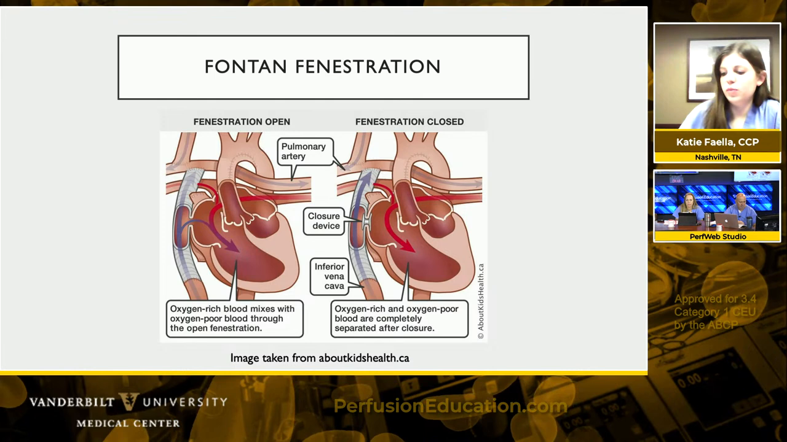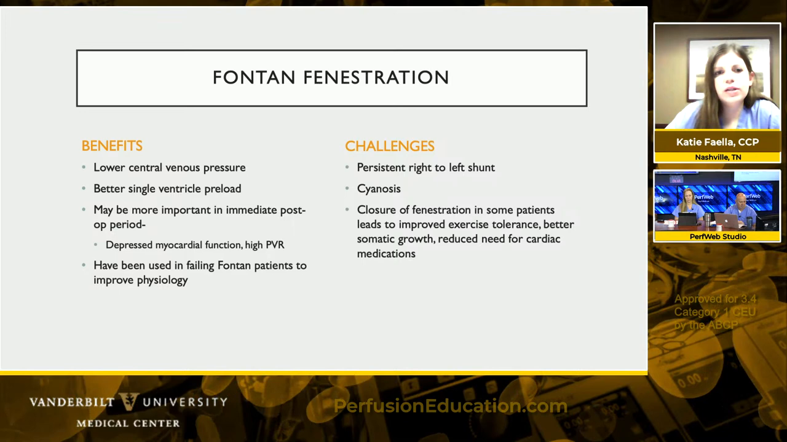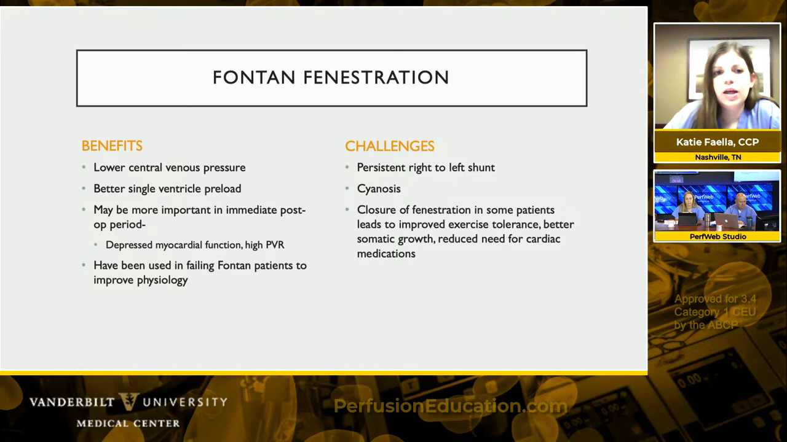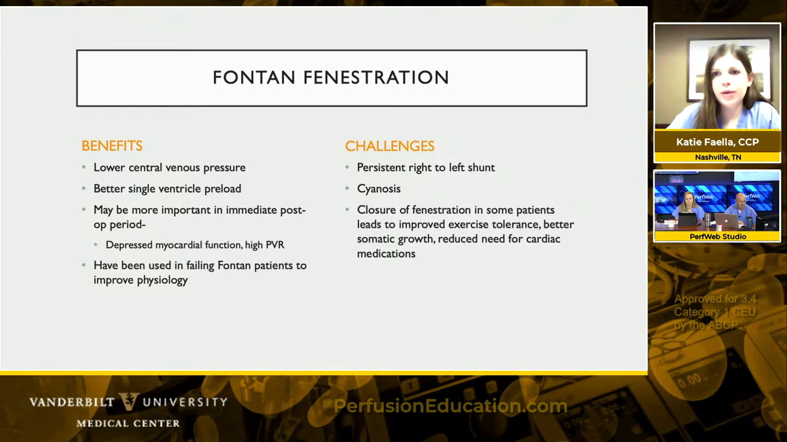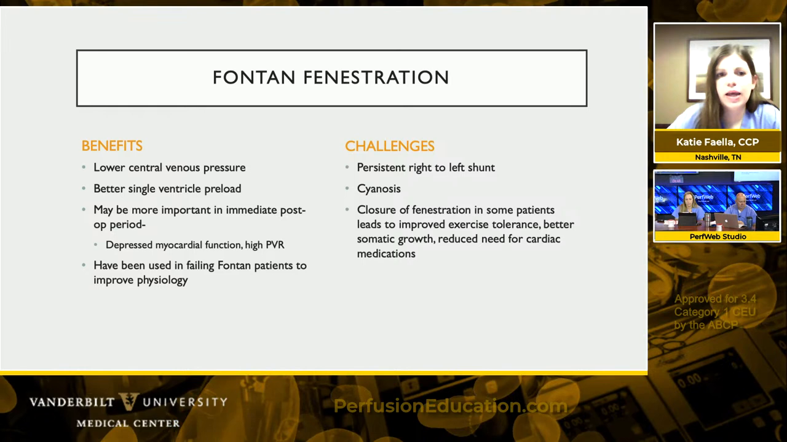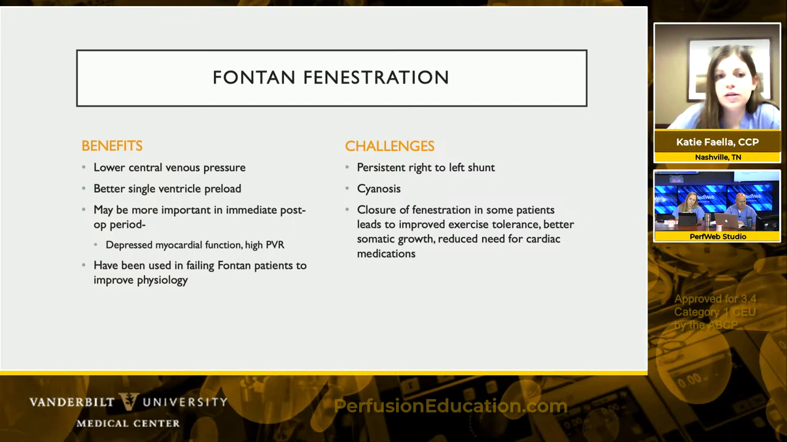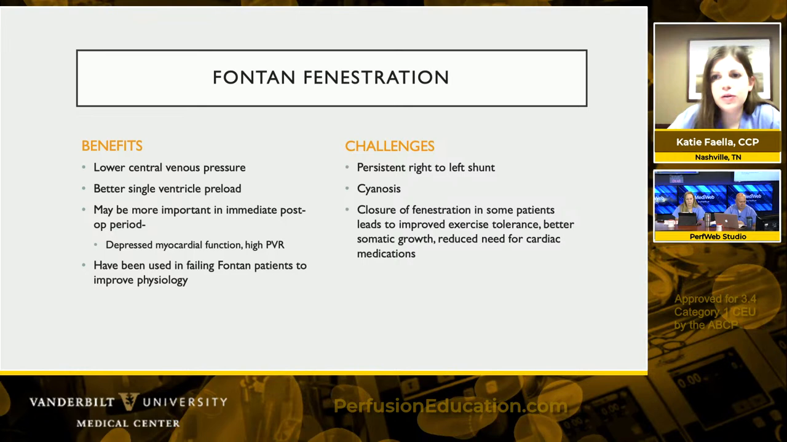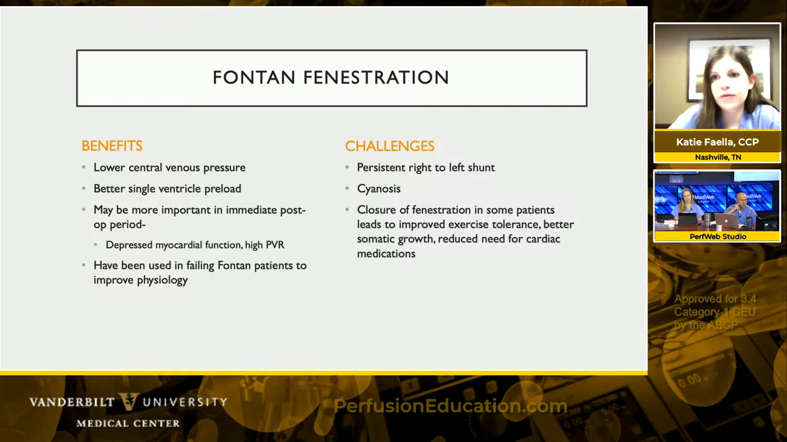The benefits: you have a lower central venous pressure, because you have that fenestration as a pop-off. It can also give you better preload for your single ventricle because you've got some flow coming directly across there from the Fontan circulation. It can be more important in the immediate post-op period when your patient will still have some depressed myocardial function and higher pulmonary pressures. It's also been used in failing Fontan patients to improve their physiology, by creating that fenestration later on.